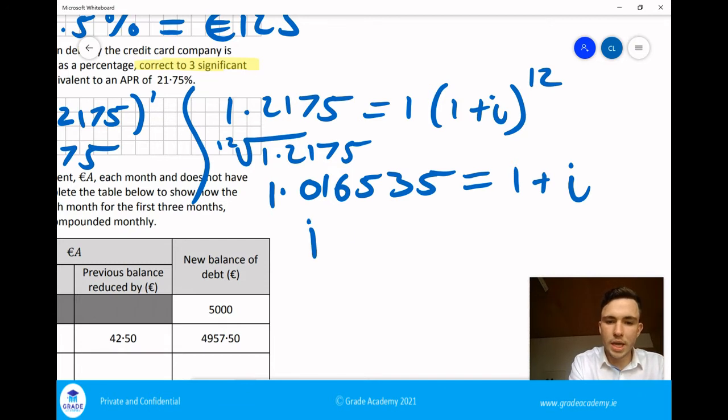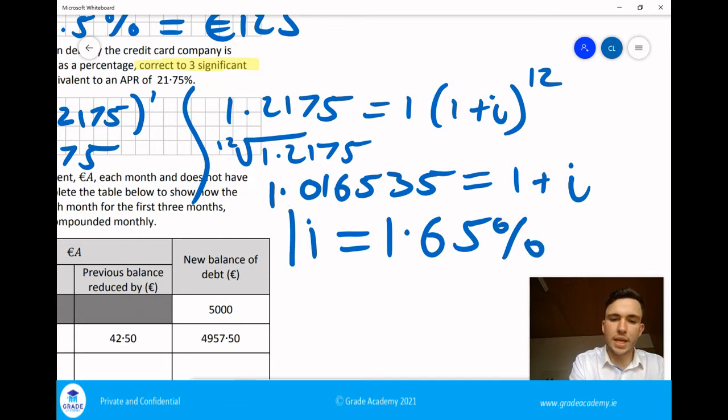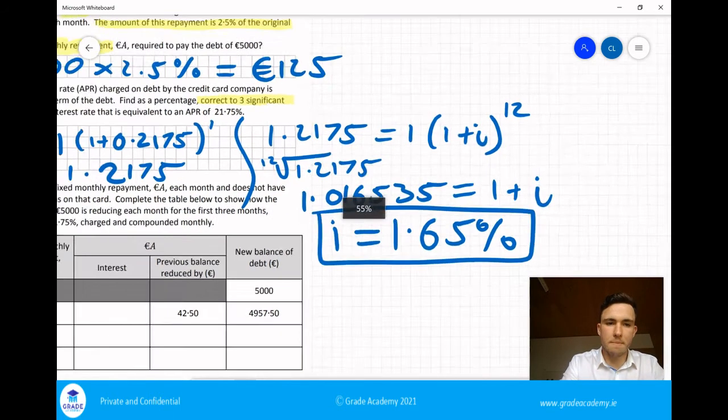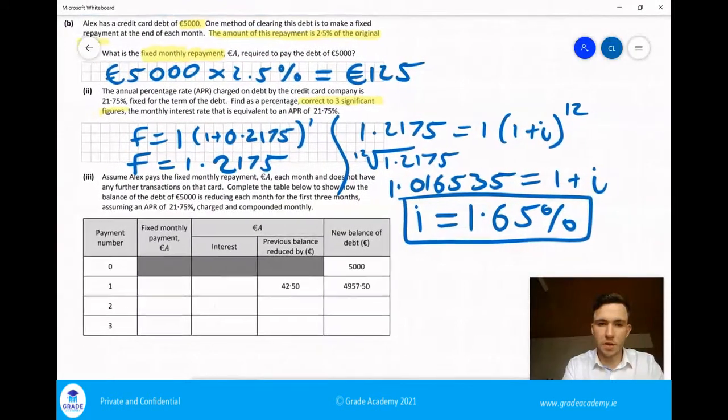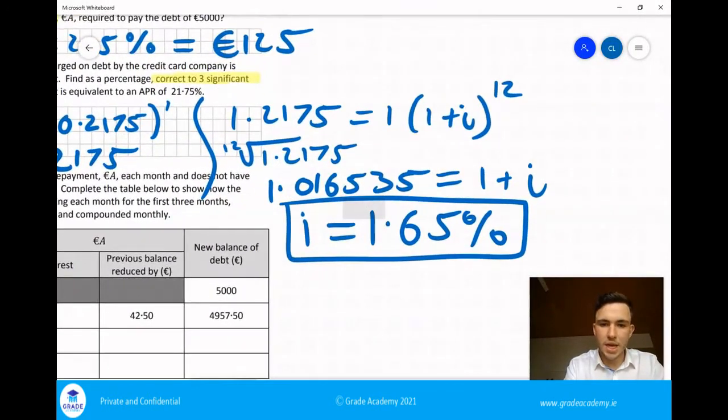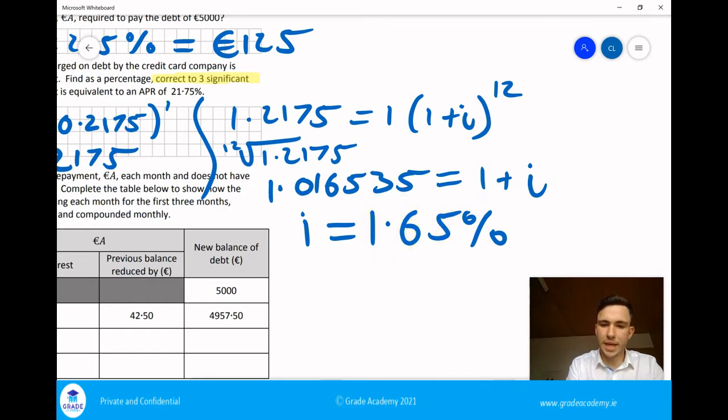So i is going to equal, if we were to write it as a percentage, minus 1 from both sides, multiplied by 100, 1.65%. So that is our answer to part 2. If we're to put it to three significant figures, here's 1, here's 2, and here's 3. Okay? So that is our answer.